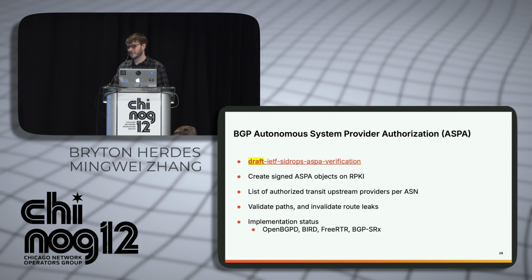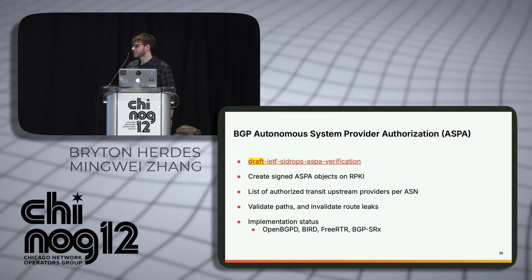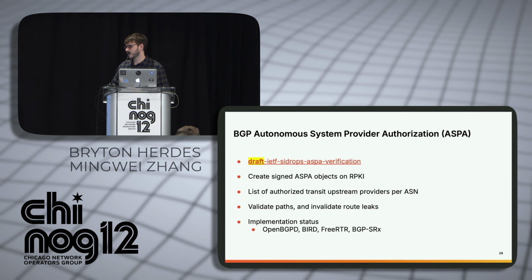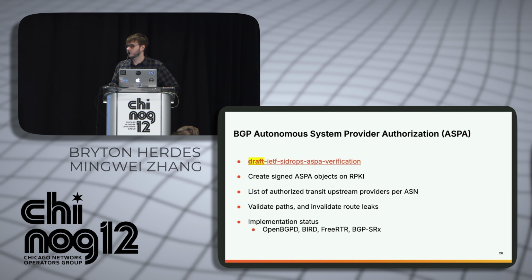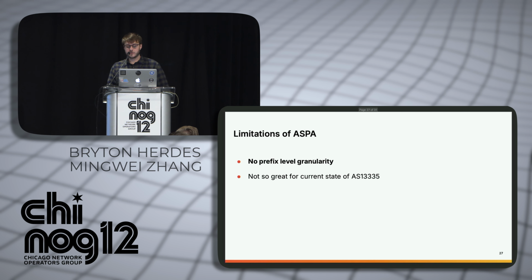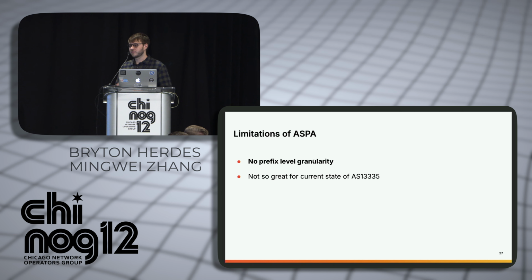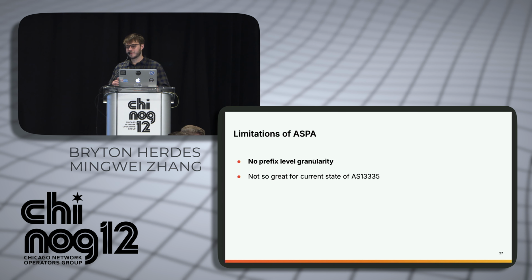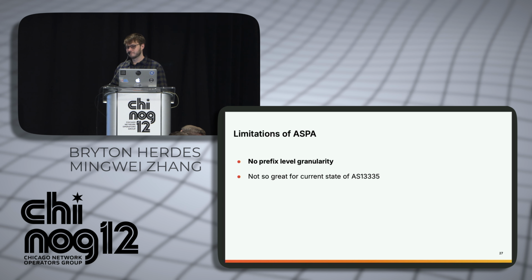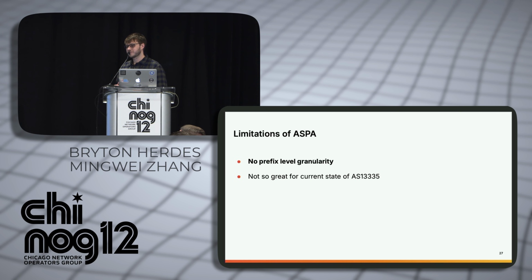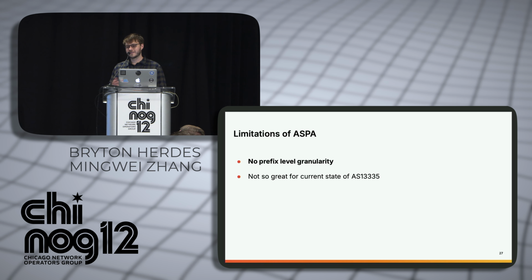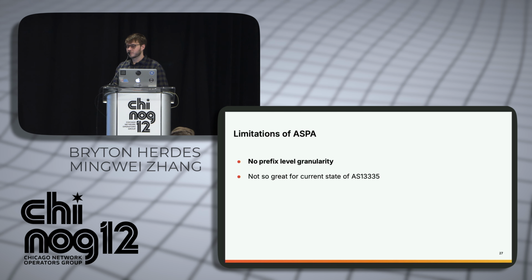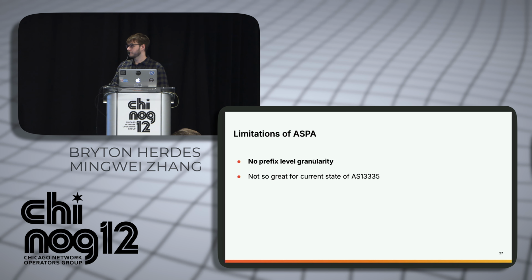Implementation status, I'm just going to leave that where it is. It's not super great yet, but like I said, still in the draft phase. There's a few names on there. We'll see where we go. So limitations are pretty obvious. There's no prefix level granularity at all. If you're an ASN with relatively tidy upstreams, you can probably benefit from this pretty easily. If you're Cloudflare and you're AS13335, not so much right now.